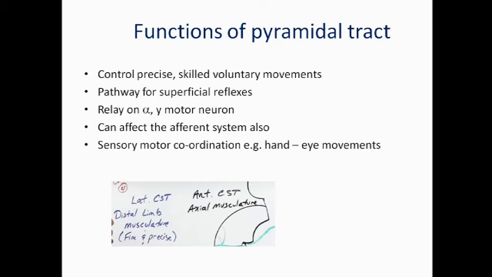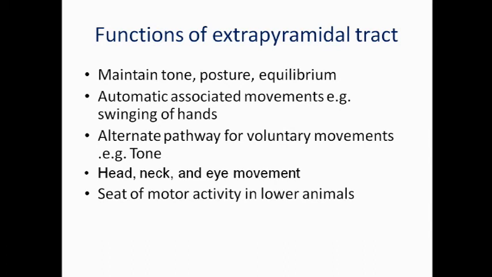And more precisely, the anterior corticospinal tract is more important for the axial musculature, which acts as anti-gravity or supporting muscle, and the lateral corticospinal tract is mainly for the distal limb musculature, where there is skillful activity, fine movements or precise actions. Okay. Then the extrapyramidal tracts also help in the maintenance of tone, posture and equilibrium.